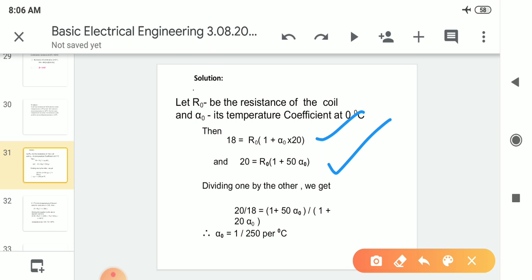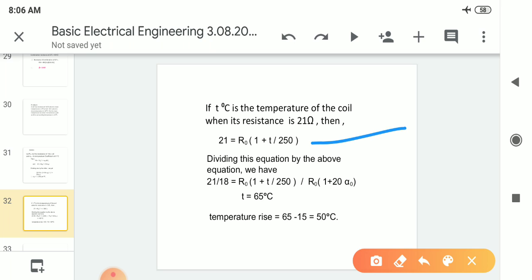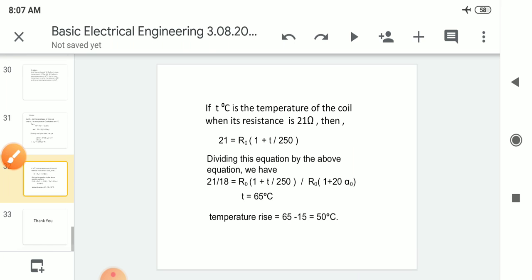After these two equations, what we have to do? We are dividing these two equations. Then we are getting our alpha value is this. After that, we have to substitute the values. So, we are writing at 21 degrees centigrade. They want this. So, divide these two equations. We are getting this value. Temperature rise is 50 degrees centigrade. Right. Okay. These are the problems.